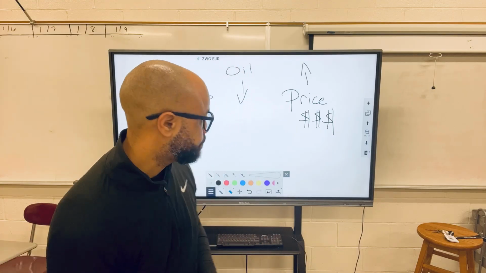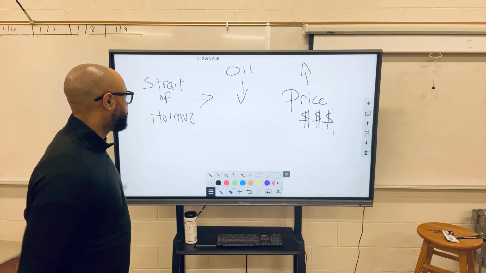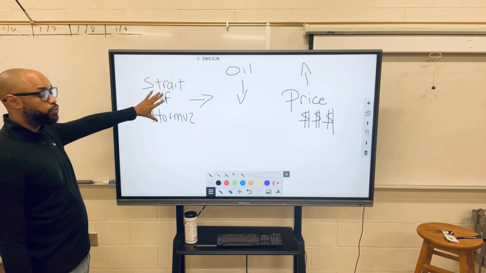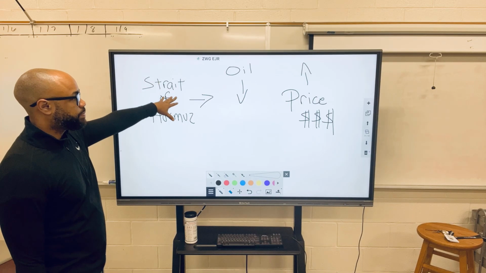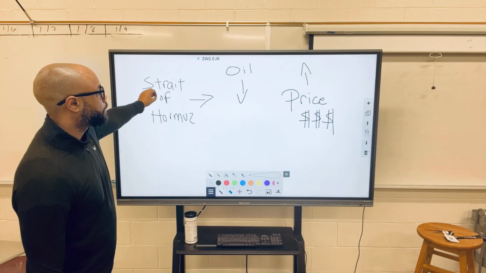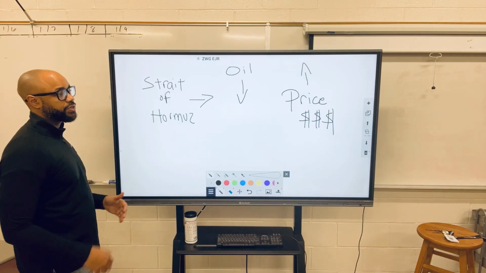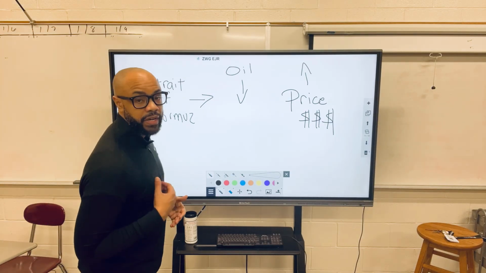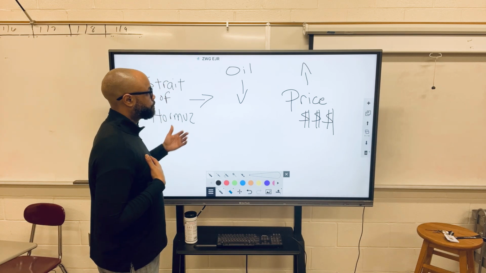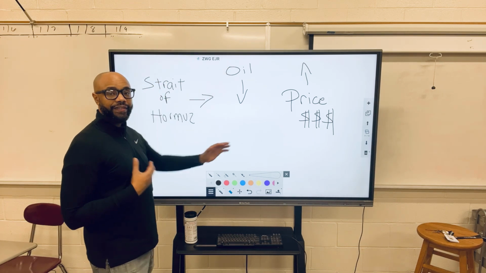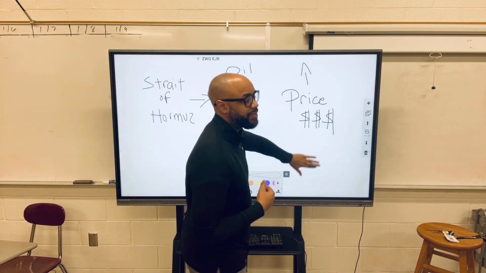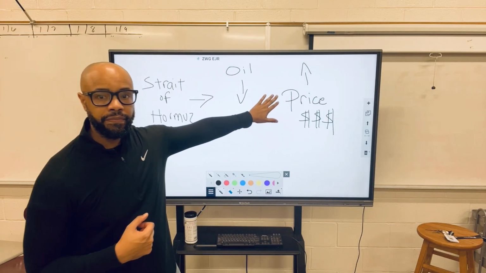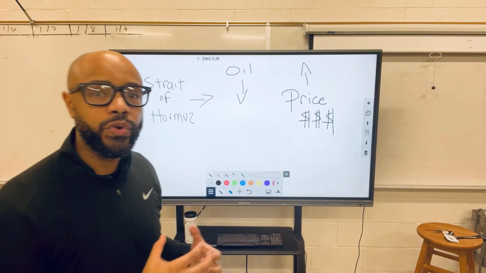An example: what's going on right now? The Strait of Hormuz hasn't been shut down, but countries are not sending their oil tankers through because of the conflict going on with Iran and the U.S. and Israel. That constricts the supply, that pulls back on the supply, which means the price is going to go up.